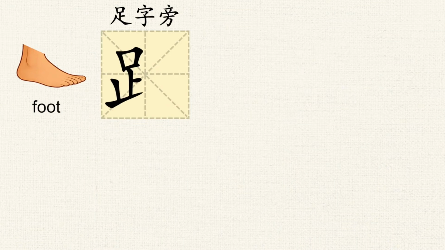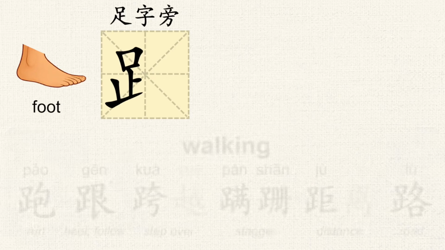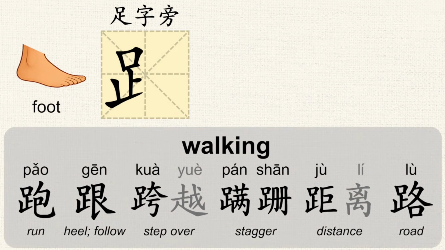We saw the hand radicals earlier. Now we get to the foot radical 足字旁. It occurs in many words that relate to walking or traveling. 跑 means to run. 跟 means heel, and by extension to follow or to go with somebody. 跨越 means to step across something. 蹒跚 means to walk unsteadily, maybe because your leg is hurt or because you've had a drink too many. 距离 means distance, and 路 means road.